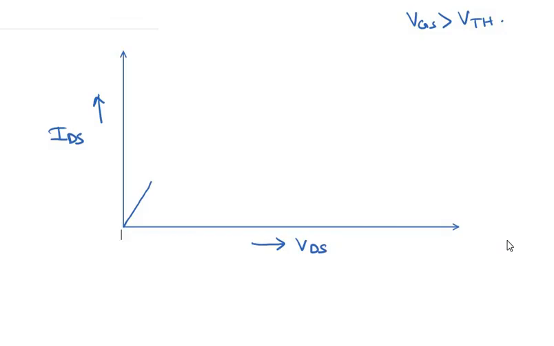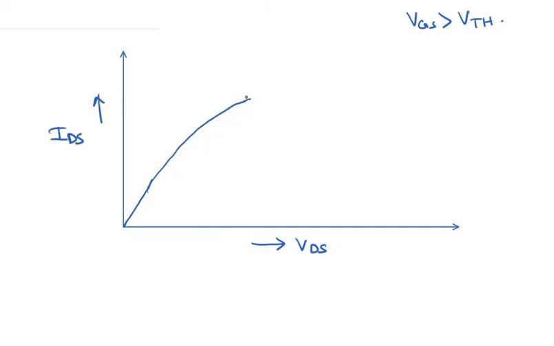So when we keep on increasing VDS, initially for small values of VDS the current increases linearly, but as we keep on increasing VDS, the strength of the channel or the density of electrons at the drain end of the channel reduces. So current would not increase as fast as before with the drain to source voltage; the rate of increase of current reduces. So the slope of the current versus voltage graph decreases.